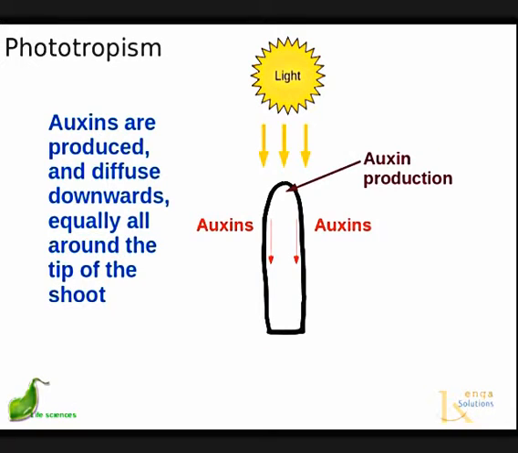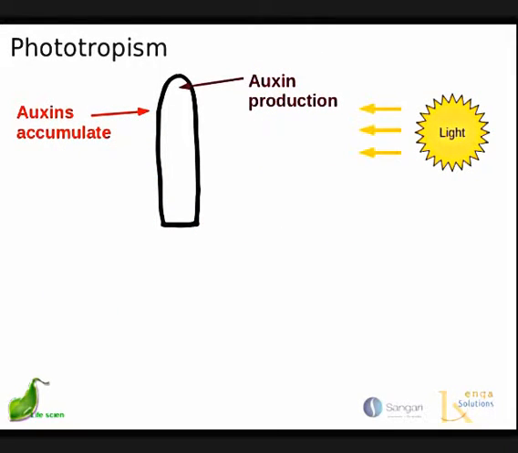But what happens if the light is directional from the side? For example, a plant might be growing out of the side of something and then need to grow up towards the light. So phototropism is best demonstrated when the light shines from the side, such as when a plant is in a window, as we have seen. Now, as the light shines from the side, auxins are produced and they accumulate on the side away from the light.